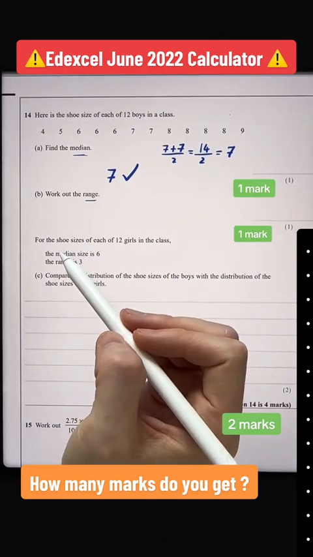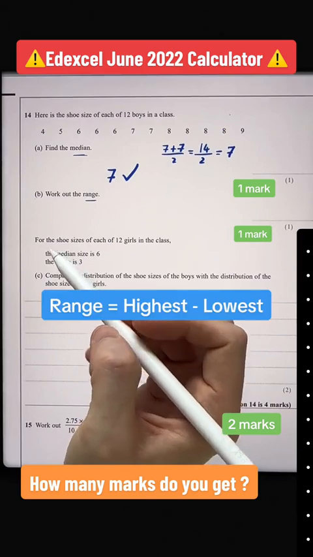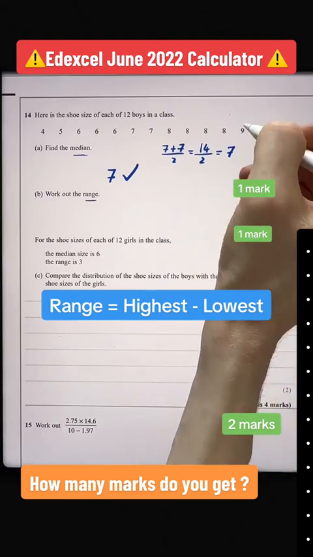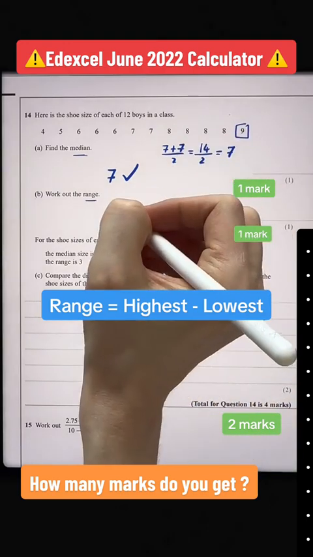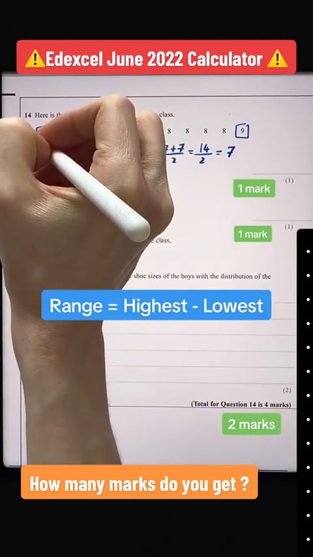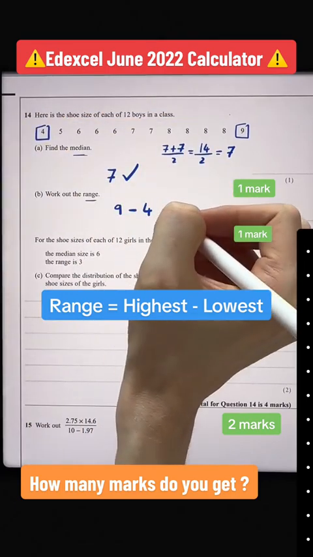Well, the range is our highest value, subtract our lowest value. As our list is already in order, my highest value in this case is 9, and I'm going to subtract the lowest value, in this case 4, and 9 subtract 4 gives us 5.